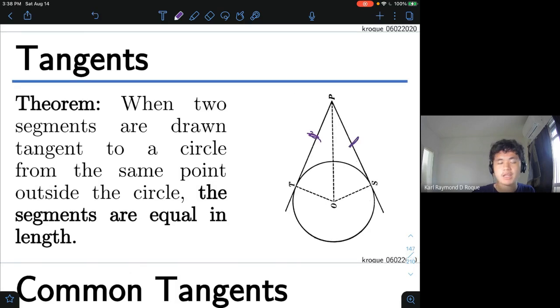Ito, napaka-importante ng theorem na to. So, sinasabi lang nito, yan, from a point, tas nag-drawing tayo ng two tangents, equal yung dalawa yan. Equal yung dalawa na yan.